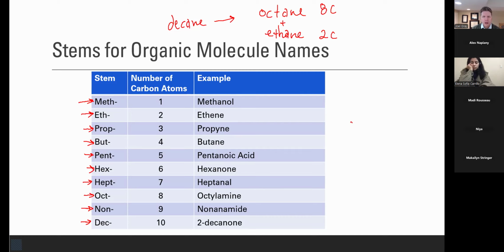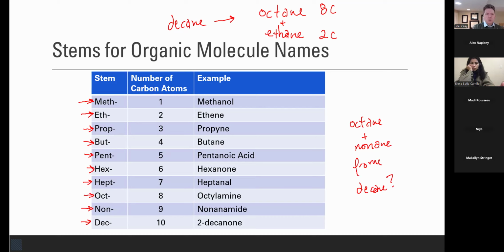Could you make octane and nonane from decane? Could you do that? No, you couldn't. Because octane has 8, nonane has 9. That's a total of 17 carbons. You're not going to be able to magically make that.